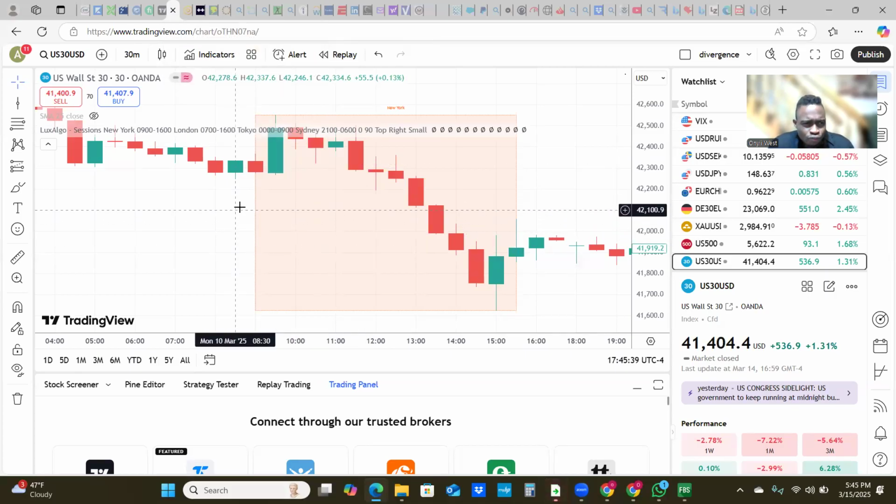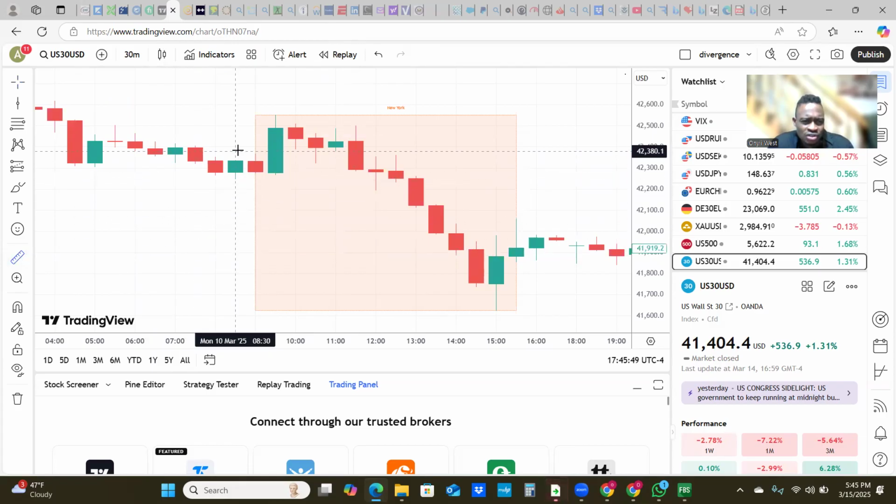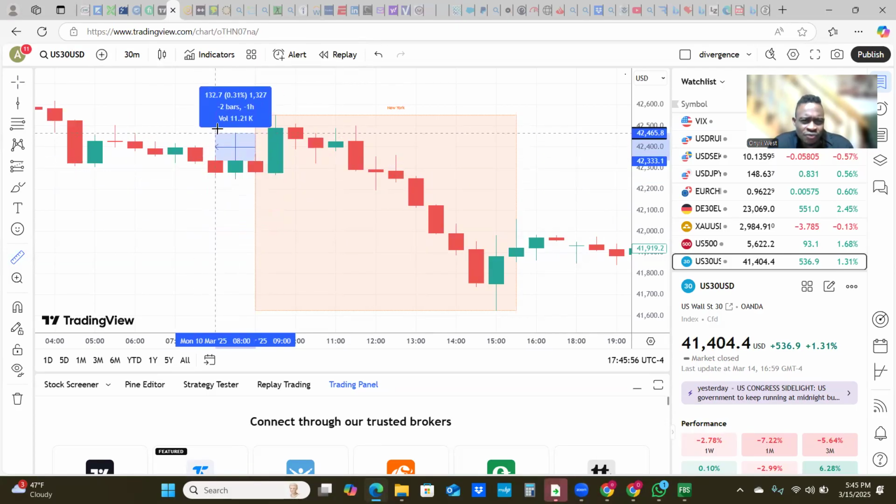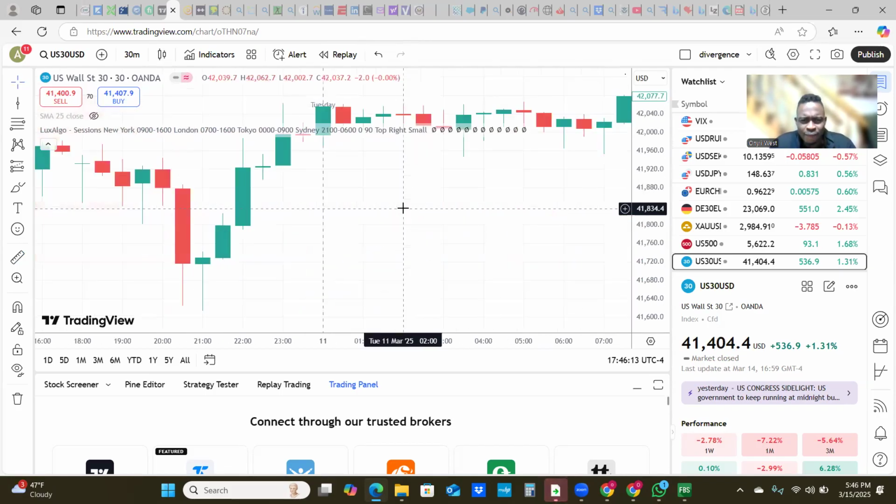So we go to TradingView, and here is US 30. The 8:30 candle finishes like that. So for me, at 9 o'clock we're gonna get in, and then we'll see if we get to 150. So we did get 150. So we're done for that day. Then we go to the next day.